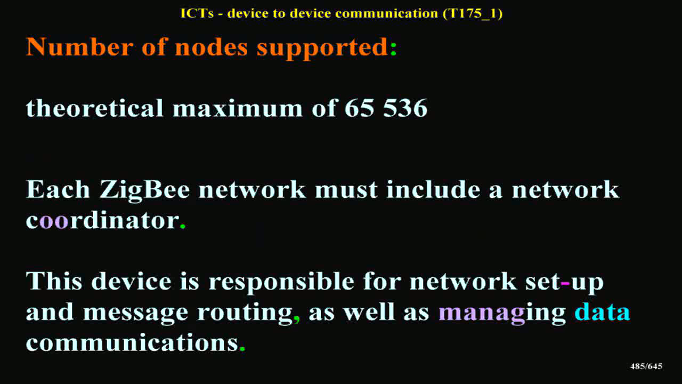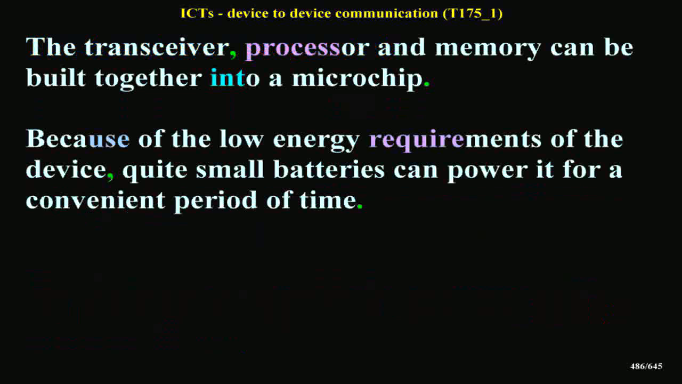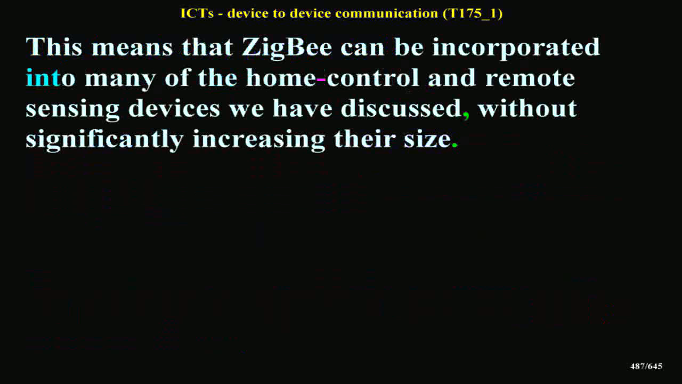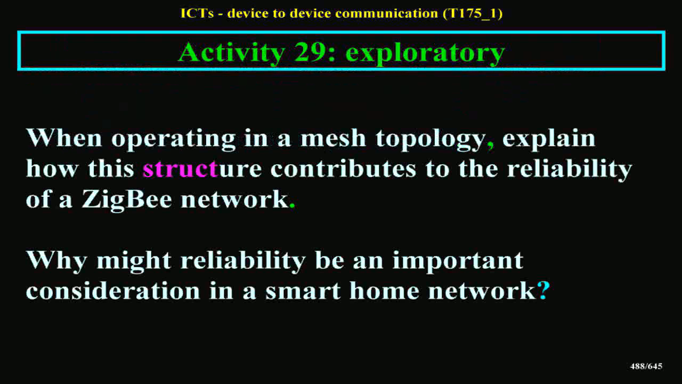This device is responsible for network setup and message routing, as well as managing data communications. The transceiver, processor and memory can be built together into a microchip. Because of the low energy requirements of the device, quite small batteries can power it for a convenient period of time. This means that Zigbee can be incorporated into many of the home control and remote sensing devices we have discussed, without significantly increasing their size.